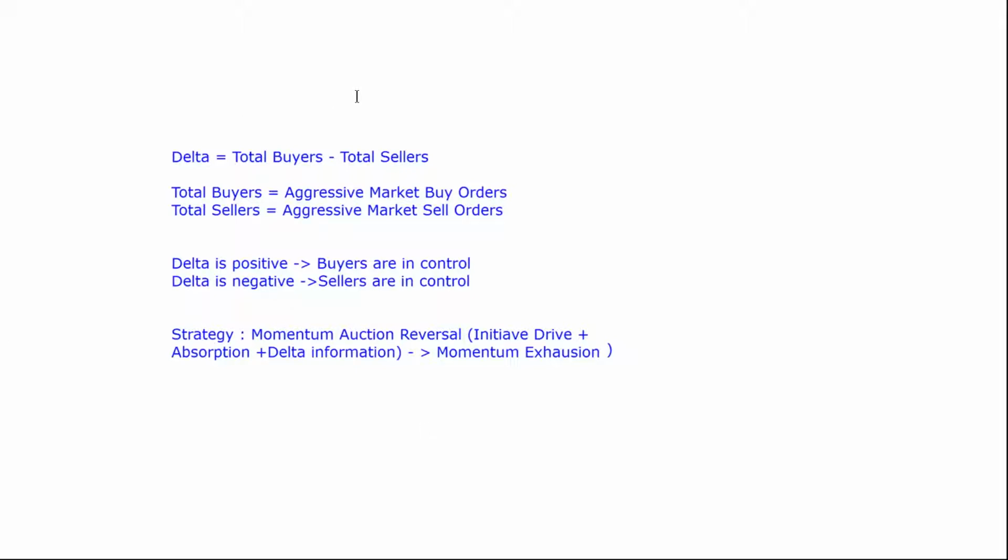So right now we talked about... We are having an audio problem now. Last 2 minutes. Is it? So I was talking about momentum auction reversal. Is it fine now?